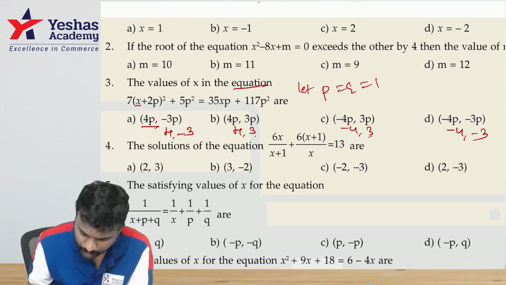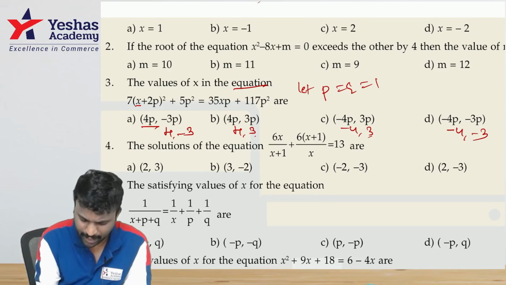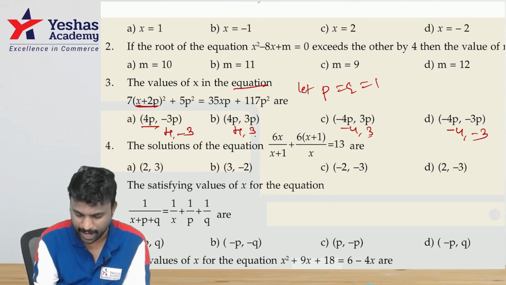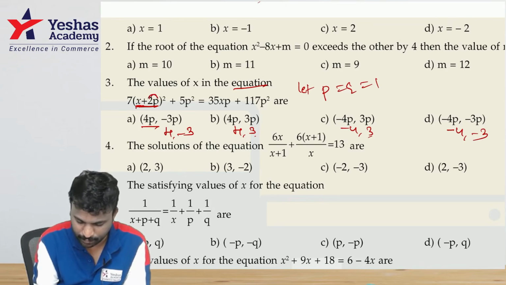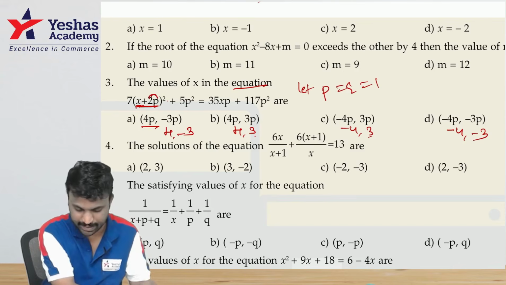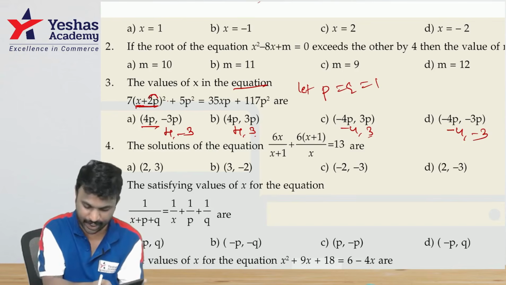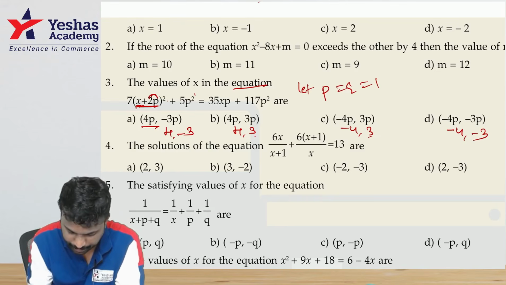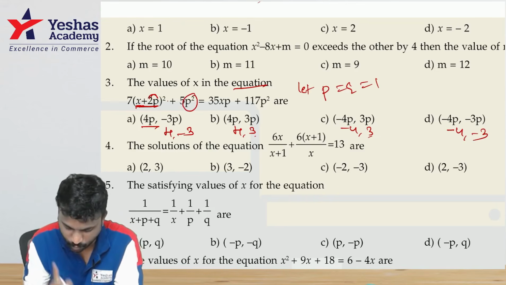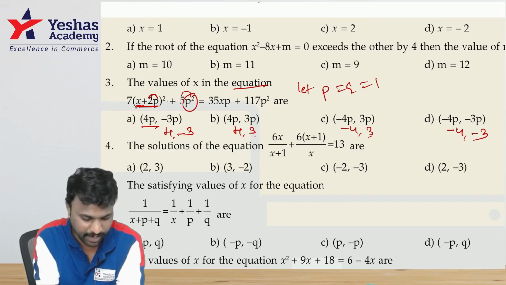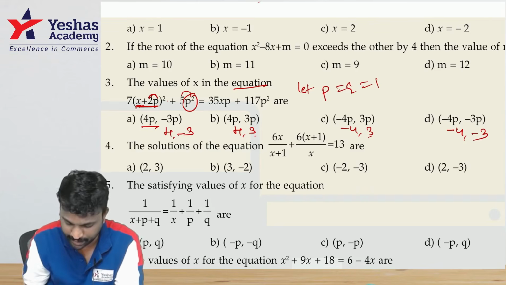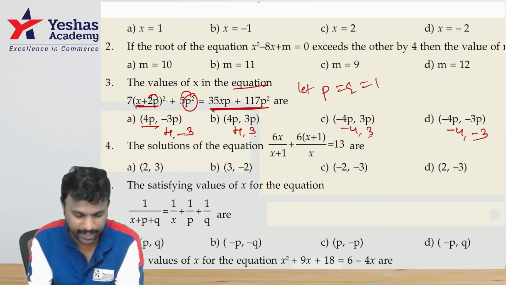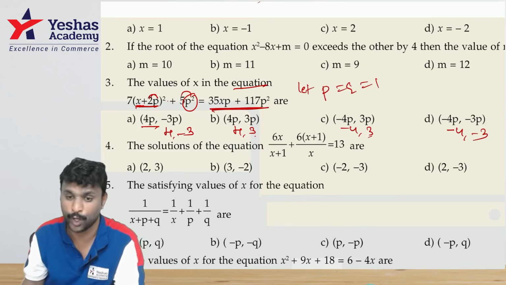Now, guys, x value is how much we are plugging in? 4, and p value how much we are plugging in? 1. So 2 ones are 2 plus 4 is 6. 6 squared is 36. So it is 36 into 7 plus 1 into 5 is 5, you get 257. And on the right hand side also it must get you 257.